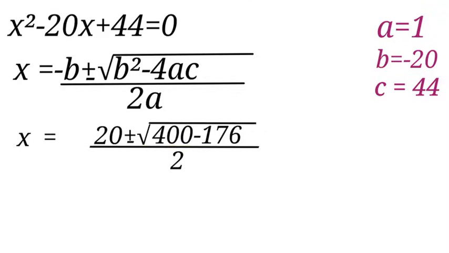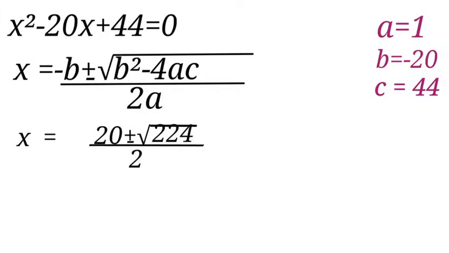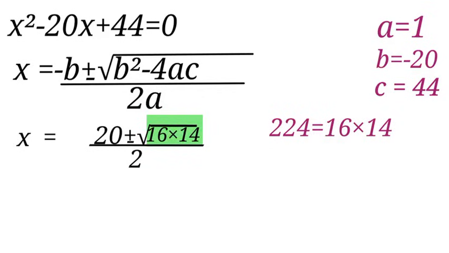Now, we have x equals 20 plus or minus the square root. 400 minus 176 will give us 224. So we have 20 plus or minus the square root of 224 all over 2. So let us find the factors of 224. The factors are 16 times 14. Now, if we find the square root of 16 times 14, we'll have 4 root 14. And then when we divide by 2, we have x equals 10 plus 2 root 14.